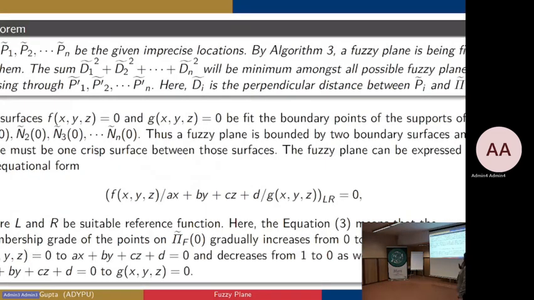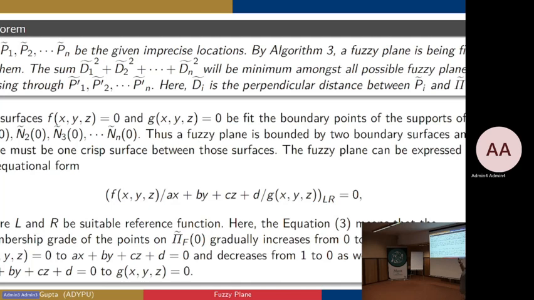This theorem shows that, let p1, p2, ..., pn be the given S type space fuzzy points, and by algorithm 3 a fuzzy plane is fitted to them. Then the sum d1 square + d2 square + ... + dn square will be the minimum amongst all possible fuzzy plane fits passing through those points. And now we give a different interpretation of the fuzzy plane.